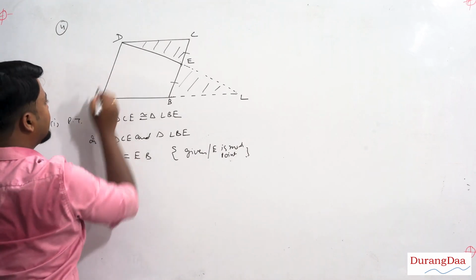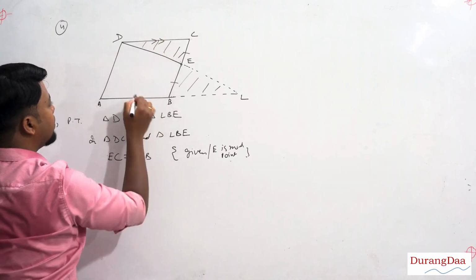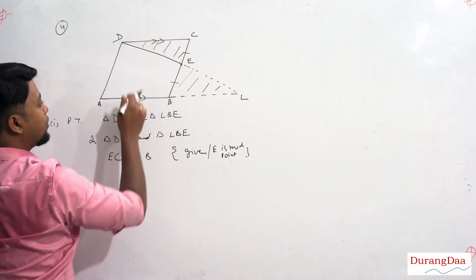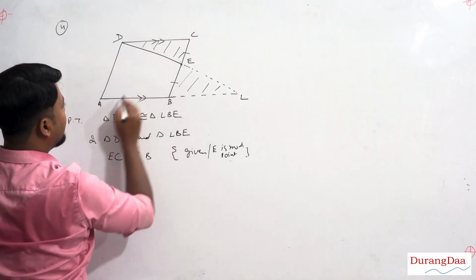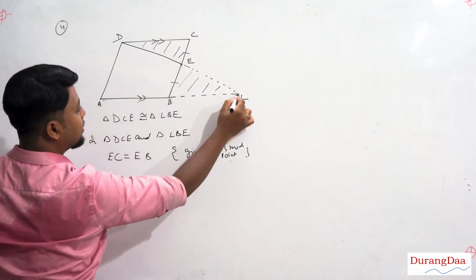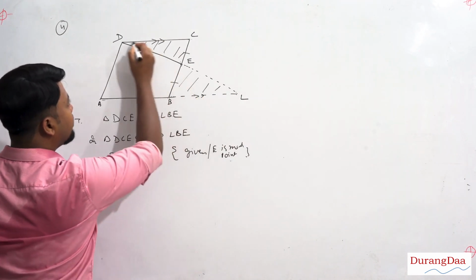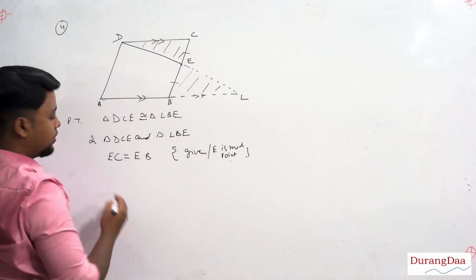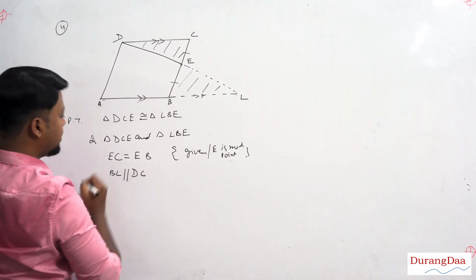Now, since ABCD is a parallelogram, the opposite sides should be parallel. Alright, opposite sides should be parallel and equal. So if this is parallel, AB is extended till here, it means that this line BL should also be parallel to DC. Alright, so I'll mention it here, BL is parallel to DC.